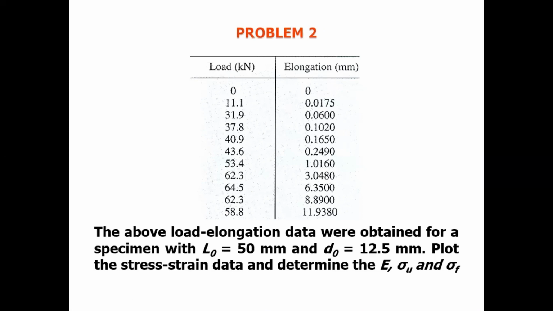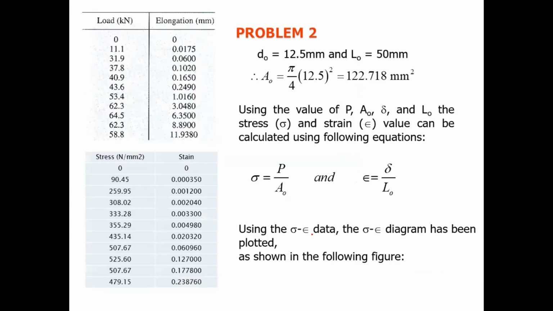In problem number 2, you can see that we are given load and elongation for a material. Read the description: the above load-elongation data were obtained for a specimen with an original length of 50 mm and a diameter of 12.5 mm. Plot the stress-strain data and determine E, the ultimate stress and the failure stress. So we have to determine the ultimate stress, failure stress, and E from the following data. To solve that, we have to determine a few things. Let me show you one minute.